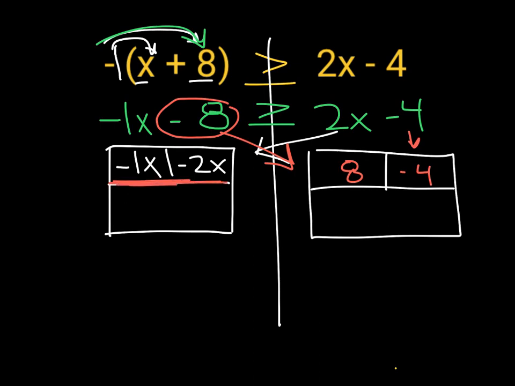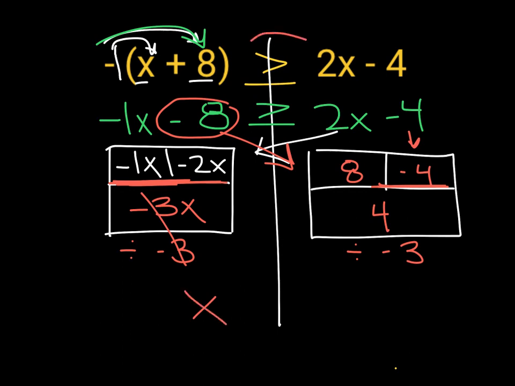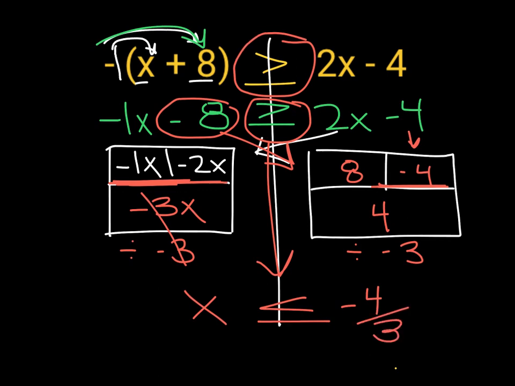Now to combine. -1x minus 2x is -3x. 8 minus 4 is 4. Okay, so then we'll divide each side by a -3. You guys know how to do this part. That cancels, and because we divided each side by a negative, we need to flip our inequality sign. So that would become x is less than or equal to -4/3, and that's it.